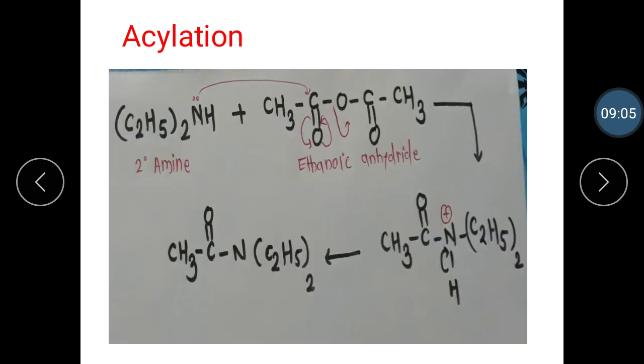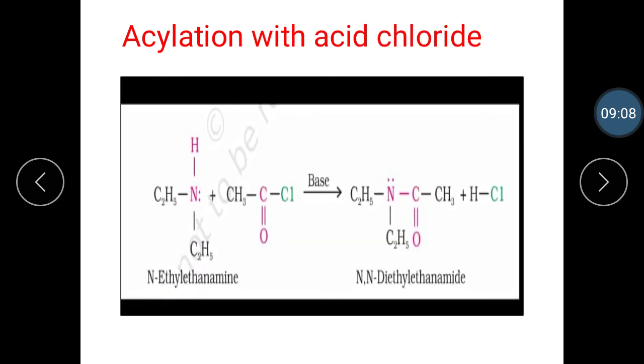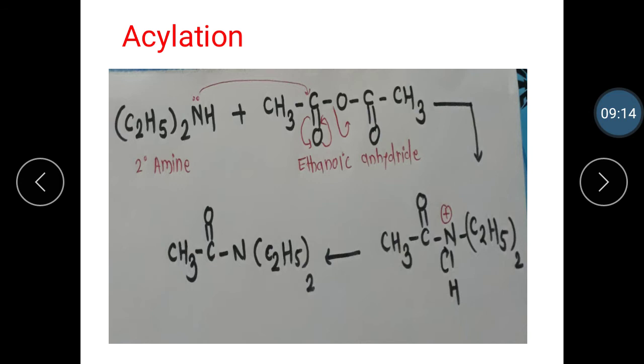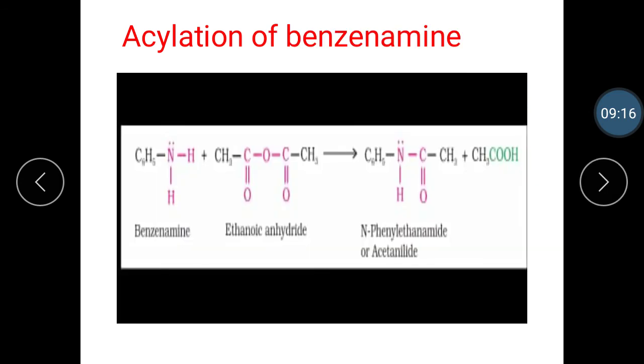Let's see here, in the acylation reaction with acid chloride, there is removal of HCl and formation of amide, but in the acylation reaction with anhydride, there is removal of acetic acid and formation of amide.